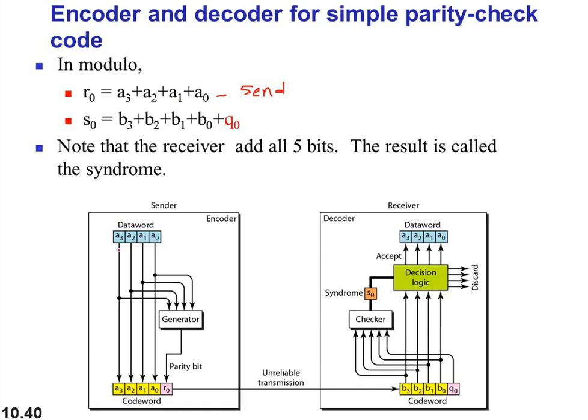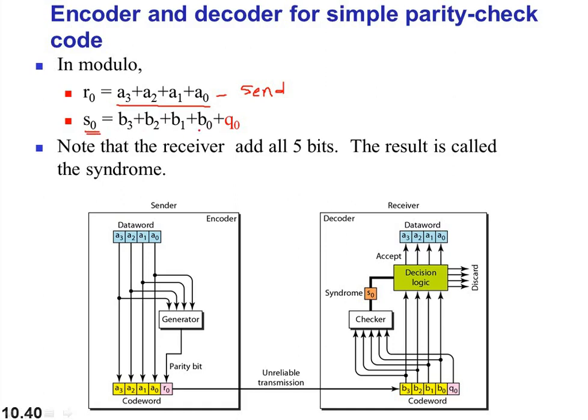So you can see that this is the data word and this is the generator. The generator simply XORs all the 4 bits and generates a parity bit. Now at the receiving end, you will be receiving all the 5 bits, so you need to generate a checker. The checker will generate a syndrome, that is S0.